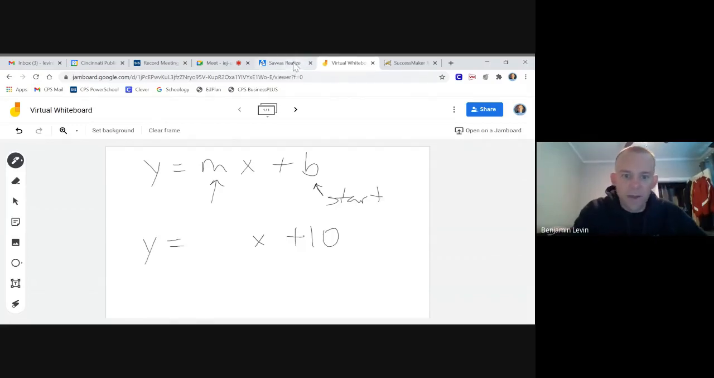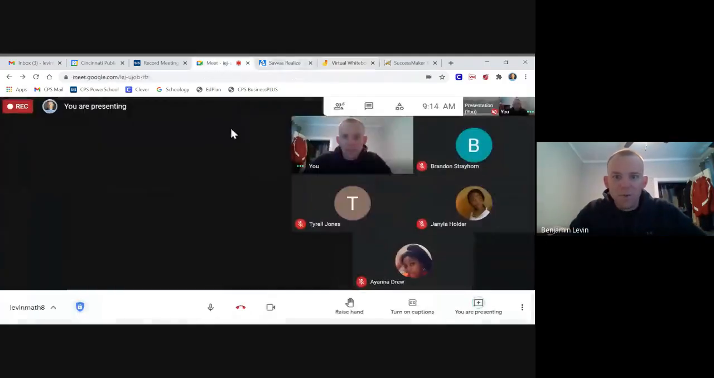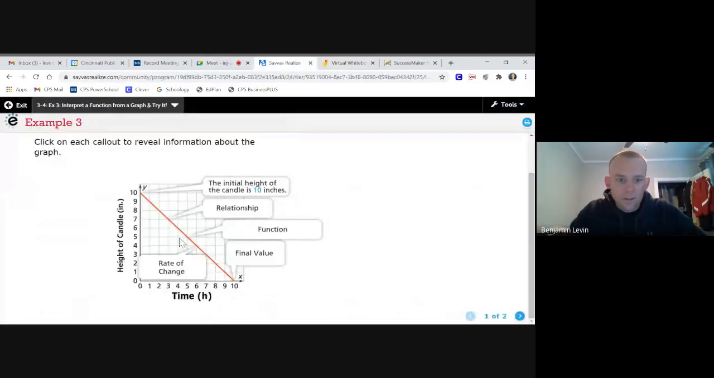And then we have a blank here that we don't know yet. We don't know the slope, right? We don't know what it is. So let's go back to the line. We've got to find out what the slope is, okay?